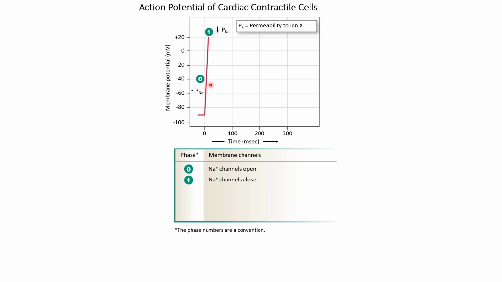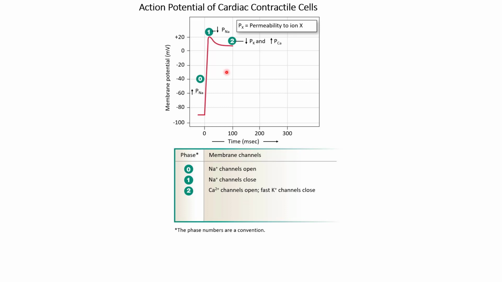So sodium will rush in. Again, these are similar to the sodium ion channels that we've been talking about previously. They have activation and inactivation gates. So both the activation and inactivation gates get triggered at threshold, and the inactivation gate, since it's timed, will finally close, and we end up somewhere around a positive 20 millivolts.